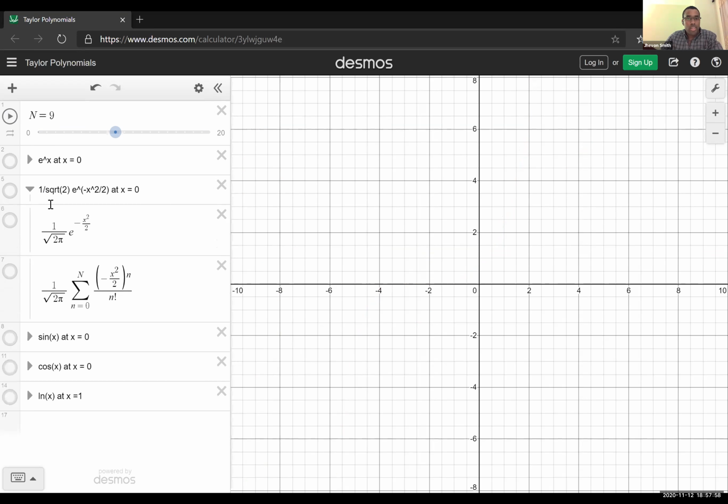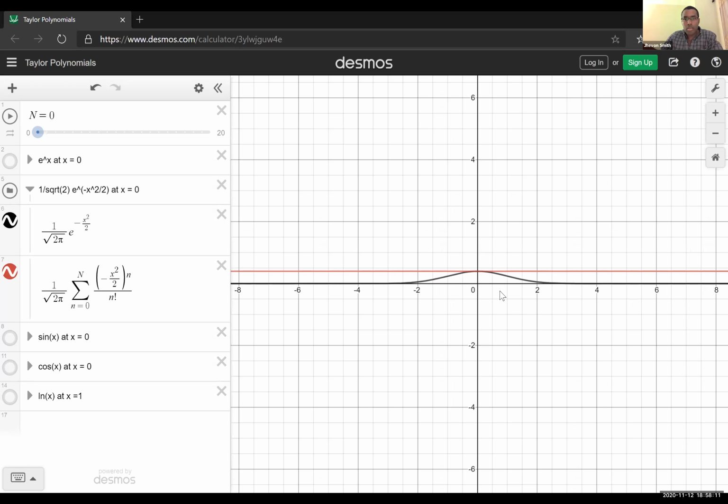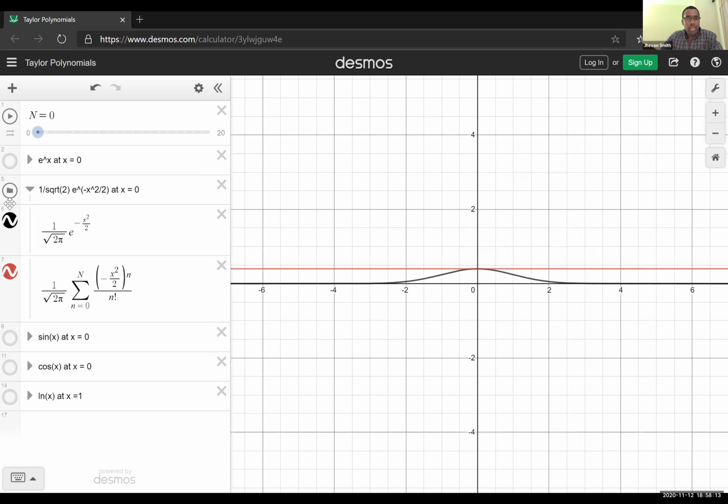Here's another one, this guy. So let's move this back. Here it looks like the bell curve, kind of like you'll see in a probability class. Actually, let me zoom in. And you'll realize here that if I now were to play that, the polynomials are getting closer and closer to the curve, the higher the power I take. Right, so that's pretty cool.